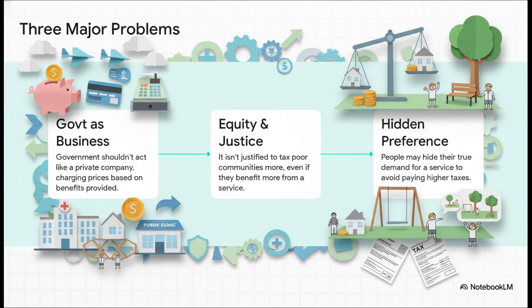You really run into three massive problems. First, there's a philosophical question. Should the government really operate like a business, charging for every little thing? Second, you've got a huge equity problem. Think about it. A low-income community might benefit the most from, say, a public health clinic, but they're the ones who can least afford to pay more tax for it. And finally, and this is a big one, you've got the free rider problem. If your tax bill is based on how much you say you want something, well, what's everyone going to do? They're gonna lie. They'll pretend they don't care about it to get a lower bill. And that makes it basically impossible to know what services people actually value.